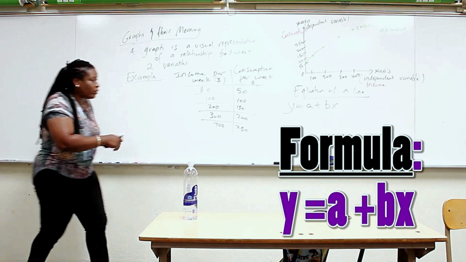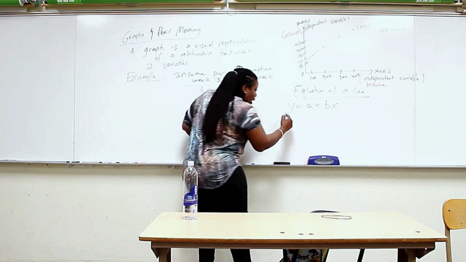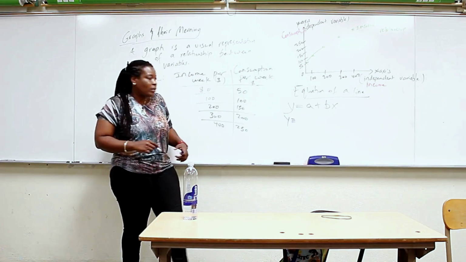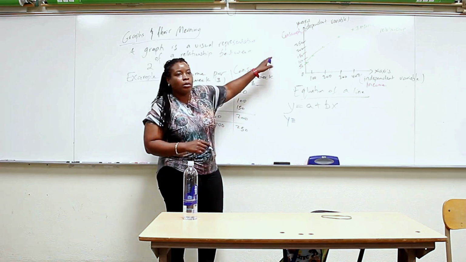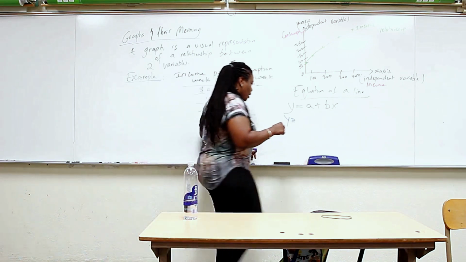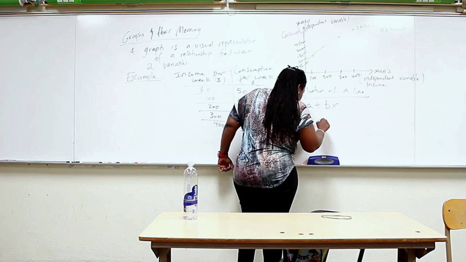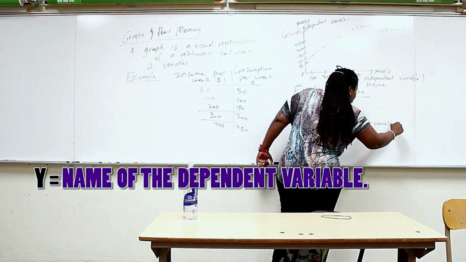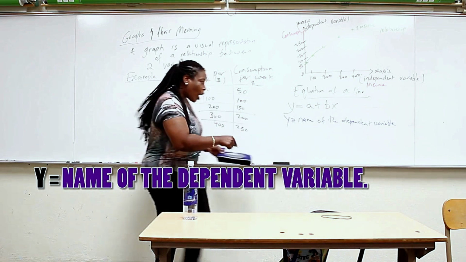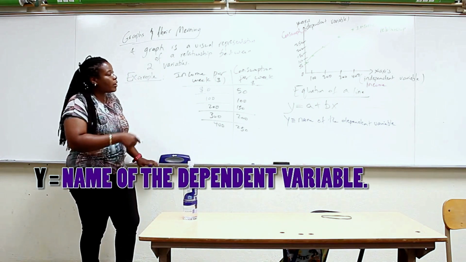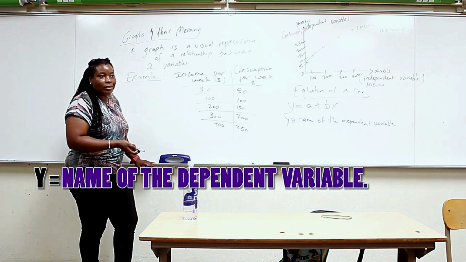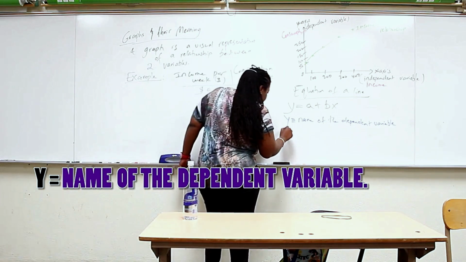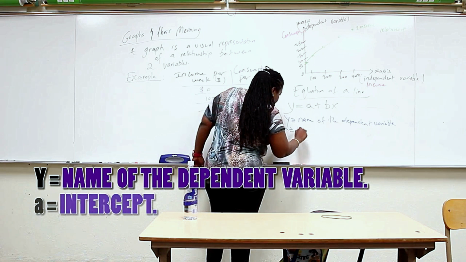Now let's define these variables. The y is just like the name suggests. It's the name of the variable on the y-axis. So the y is the name of the dependent variable. The a is what we call the intercept.